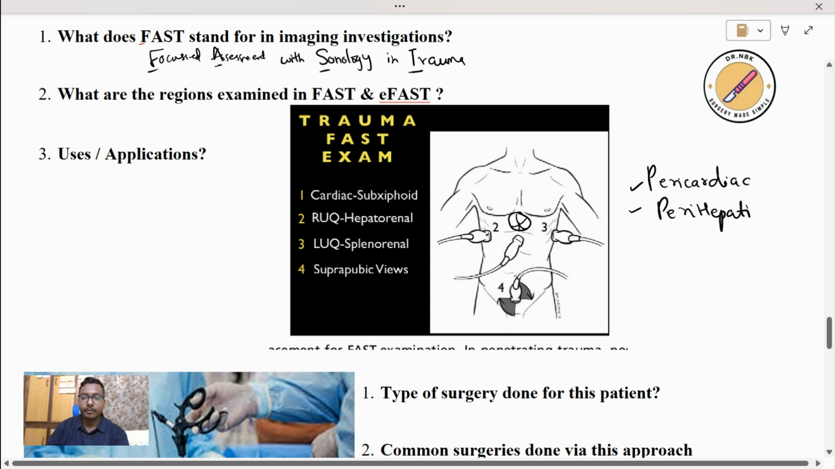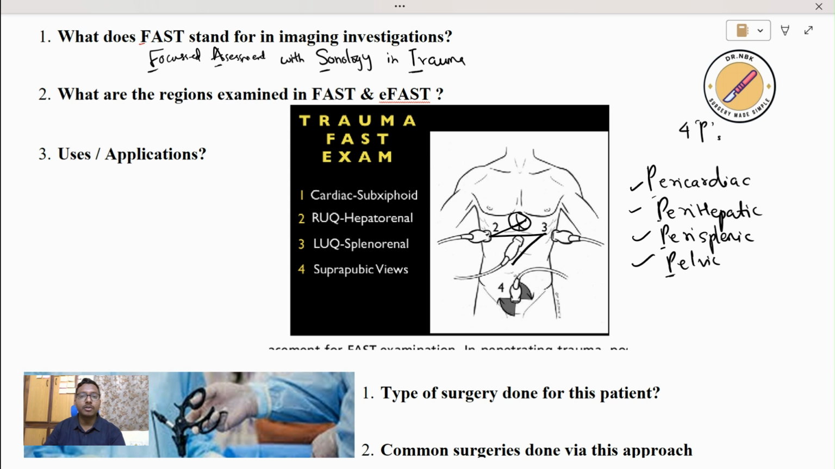Perihepatic. Third is perisplenic, that is the left hypochondrium. And the last one is pelvic. So you can remember four P's in that order. This is the order in which we are examining: first pericardiac, second perihepatic, third perisplenic, and last pelvic. The main aim in FAST is to look for any free fluid or any solid organ injury, and the other things mainly present in these four areas.